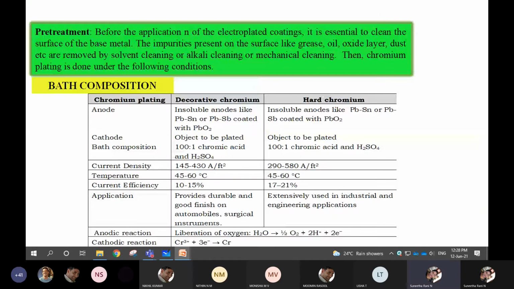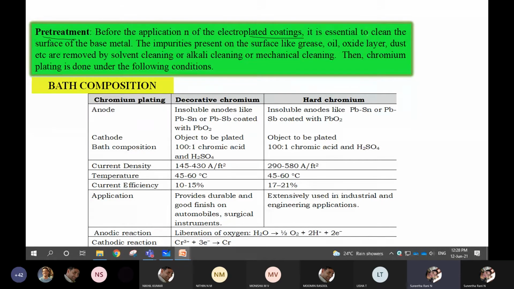Okay. Here, what I explained is the pre-treatment. Pre-treatment before coating the object, you have to clean the machine. You have to clean the object. You have to set the electro bath solution. You have to set everything. You have to set the temperature. You have to set the bath composition. You have to add the chemicals and set everything. That is called pre-treatment. So what is pre-treatment? Pre-setting up before the application of the electroplated coatings.